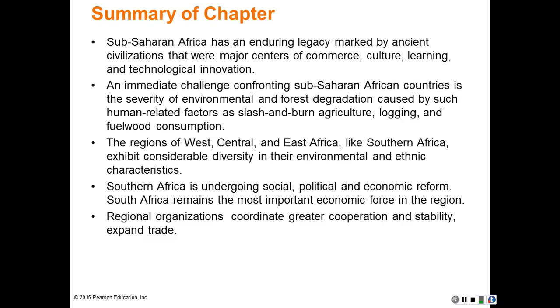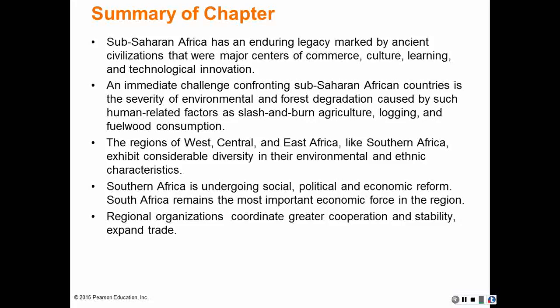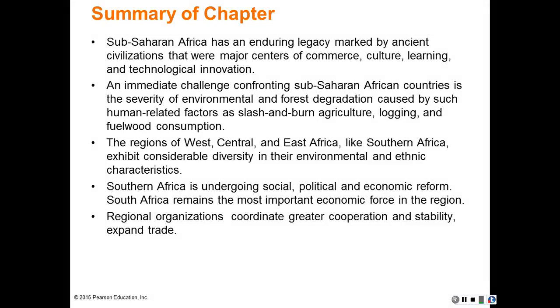Southern Africa is undergoing social, political, and economic reform. South Africa remains the most important economic force in the region. Regional organizations throughout Africa coordinate greater cooperation and stability, and are designed to expand trade and improve the economies.